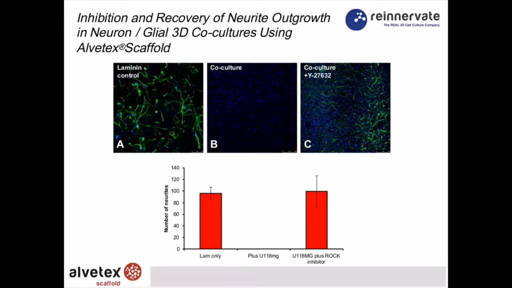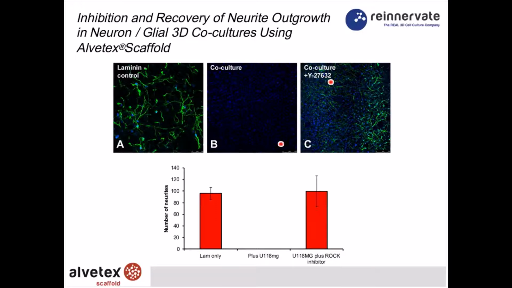We can also look at this from beneath, just as before. So in the control, neurites come through all the way. So this is in monoculture. There's no glial cells in panel A. In co-culture, okay, so these are the DAPI nuclei here of the glial cells. And if we add, again, this ROCK inhibitor, Y27632, we get rescue, okay, of neurite outgrowth. So none in co-culture, and then rescue in the co-culture situation when we add the ROCK inhibitor.